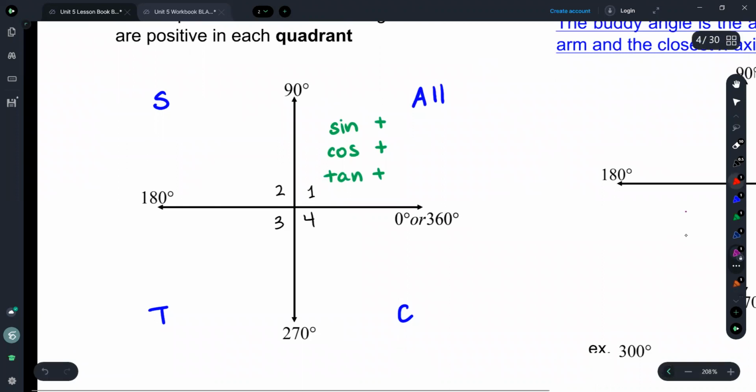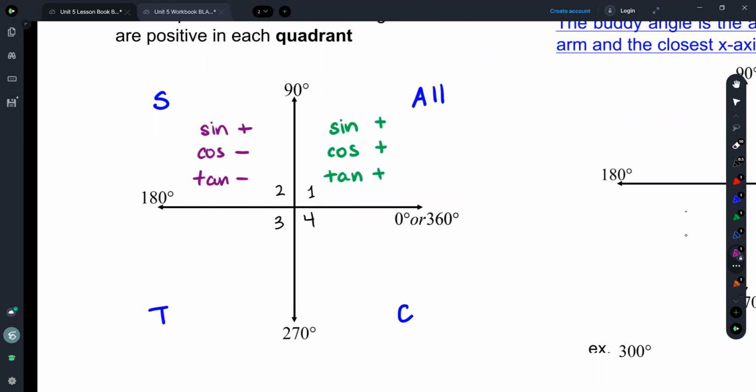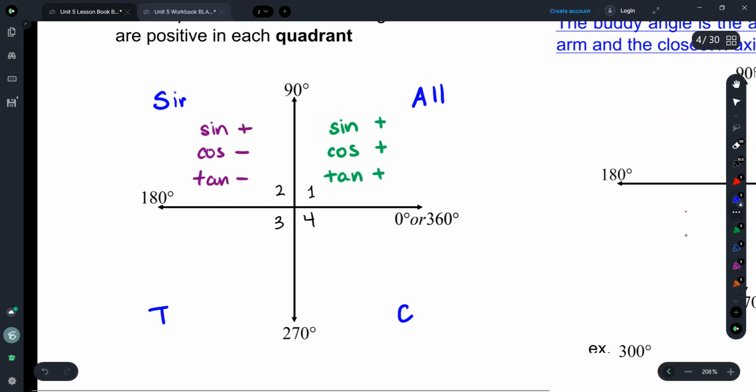Cos and tan give you negative. Do you guys agree? So sine was positive, cos was negative, and tan was negative. And that's because the S represents the sine quadrant, and sine is positive in its own quadrant. Cos and tan are negative in the sine quadrant. So any number between 90 and 180 that you take sine, cos, or tan of will give you a positive value out for sine, but negatives for cos and tan.